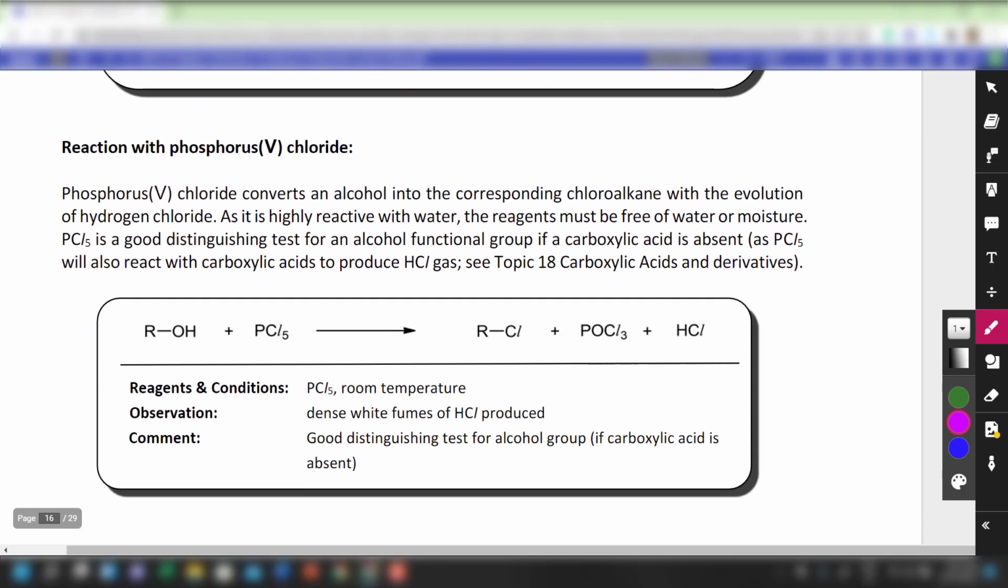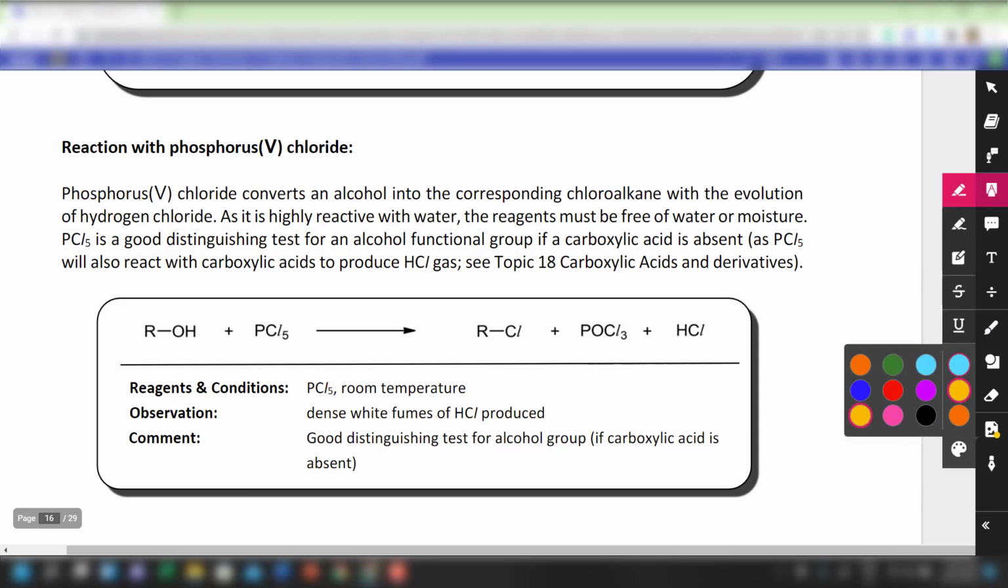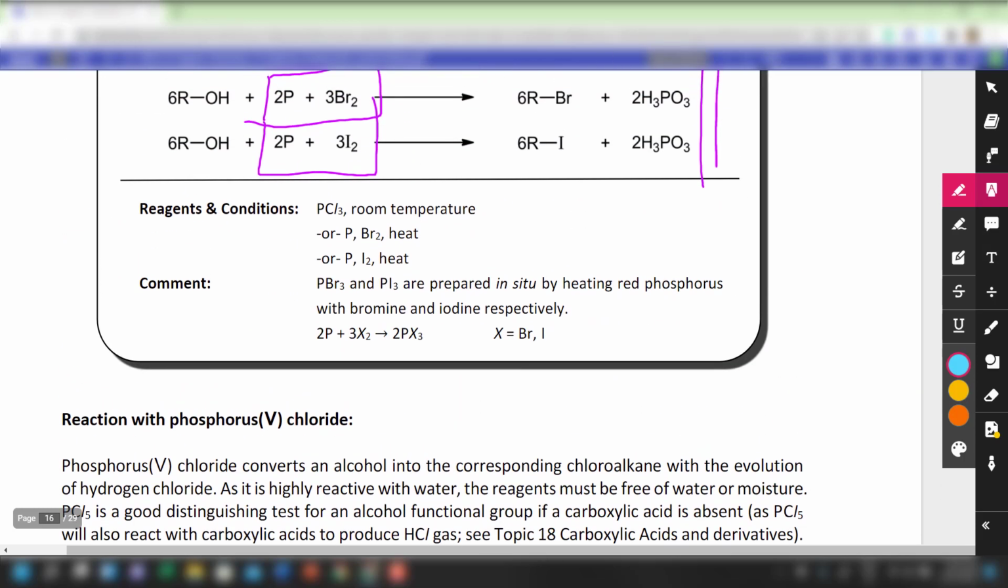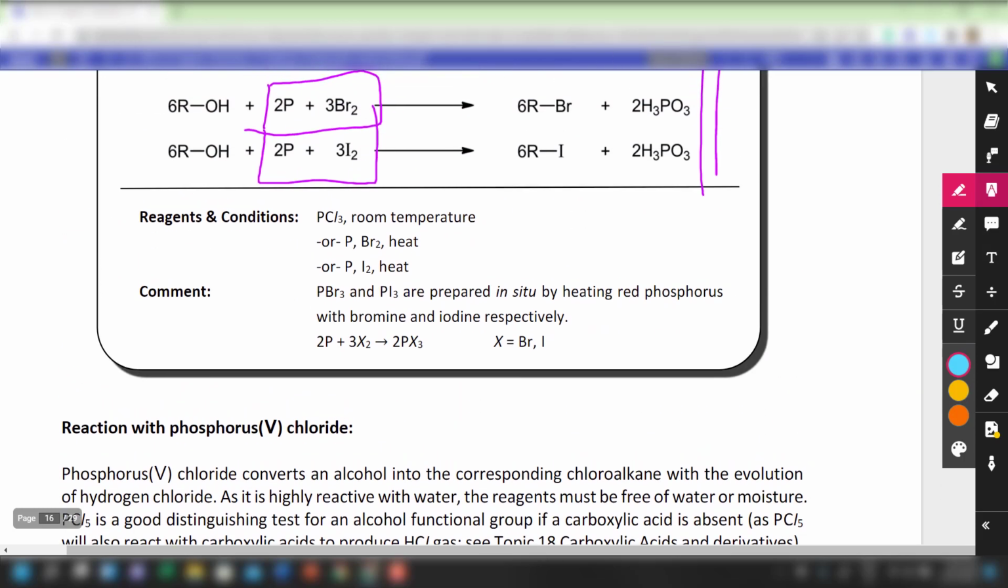Okay, PCl5 works as well. Your seniors, many generations of students, like to use PCl5 for a very simple reason, because it allows the reaction to occur at room temperature, whereas for PCl3 or for PBr3, I need to heat it. PCl3 actually no need to heat as well, so I think the room temperature condition works.